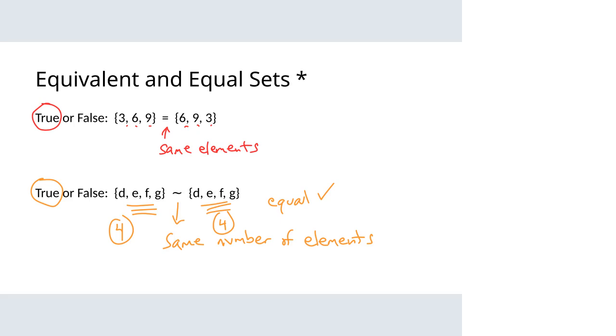Let me know if that doesn't make sense. It's a really easy mistake to make because you look at it and you think, well, they're equal. So how can they be equivalent? As it turns out, anytime two sets are equal, they will also be equivalent. They have to be, because they have to have the same number of elements to be equal.